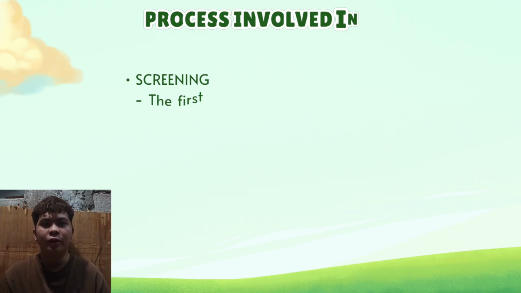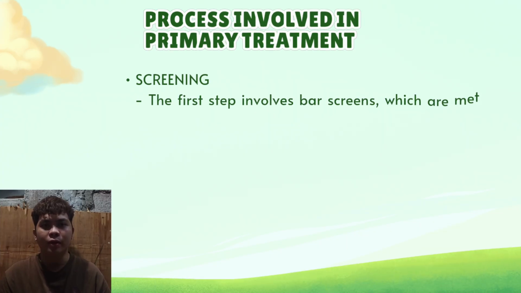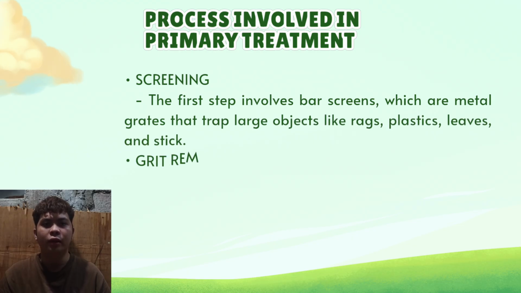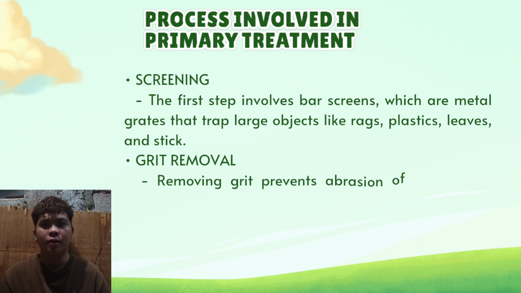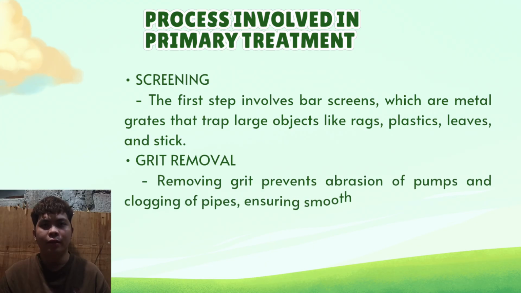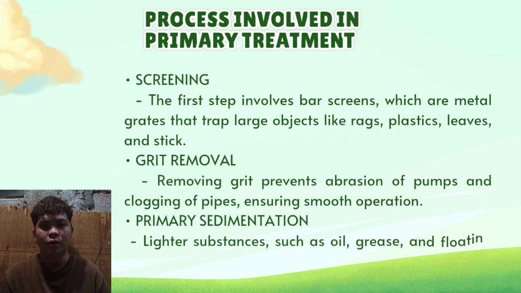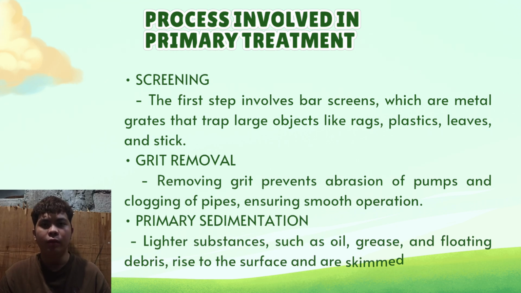The processes in primary treatment. Number 1, the first step, screening. The first step involves bar screens, which are metal grates that trap large objects like rags, plastic, leaves, and sticks. Also, it eliminates debris like plastics and rags, preventing clogs and equipment damage. And in grit removal, removing grit prevents abrasion of pumps and clogging of pipes, ensuring smooth operation. It separates heavy particles like sand and gravel, reducing wear on machinery and preventing sediment buildup.